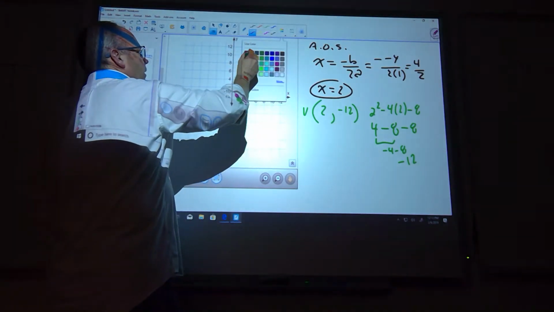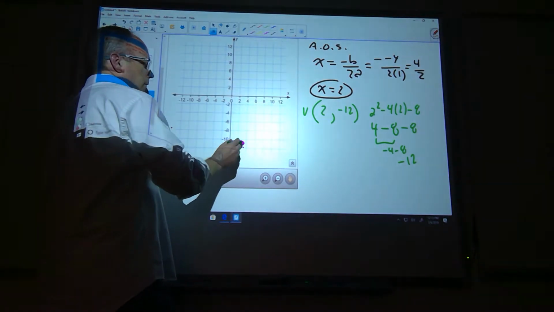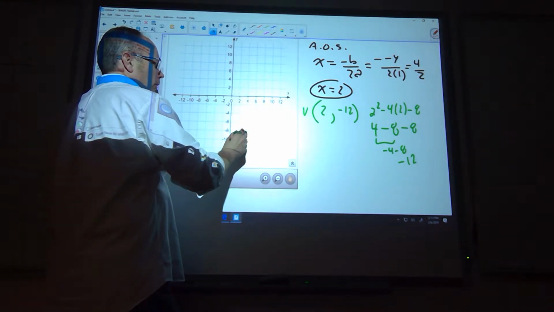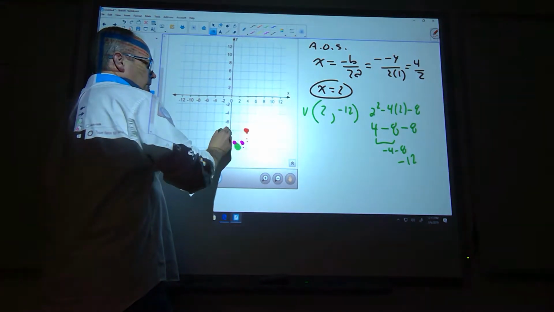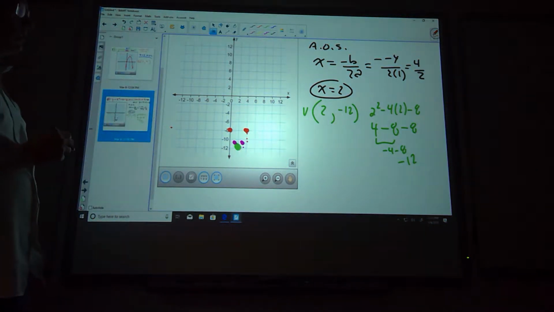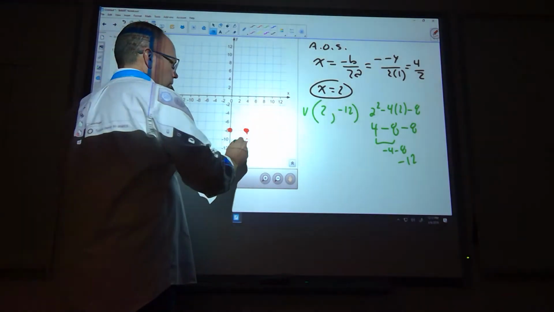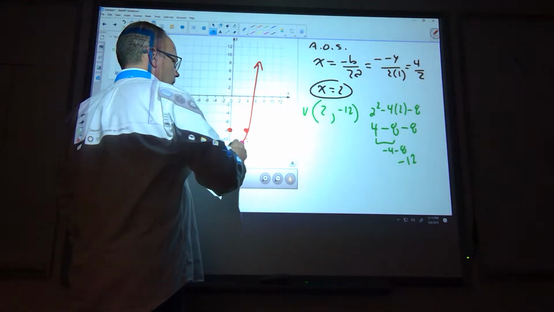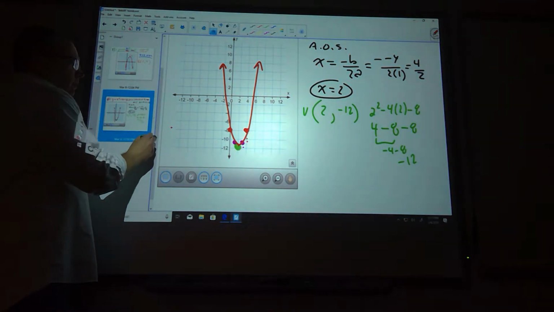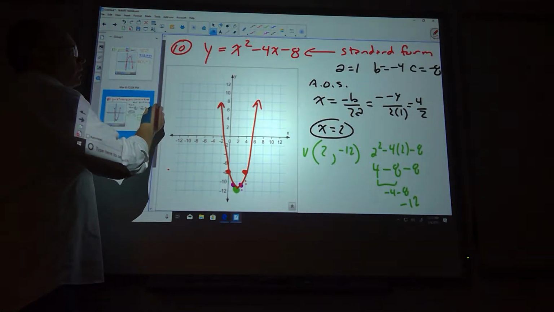Okay, so if I keep going with that, I'm gonna go from here, I'm gonna go right one, up three, so that's one, two, three. One, two, three. That seems to be enough to graph. By the pattern graphing, it might not have shown us that that worked.